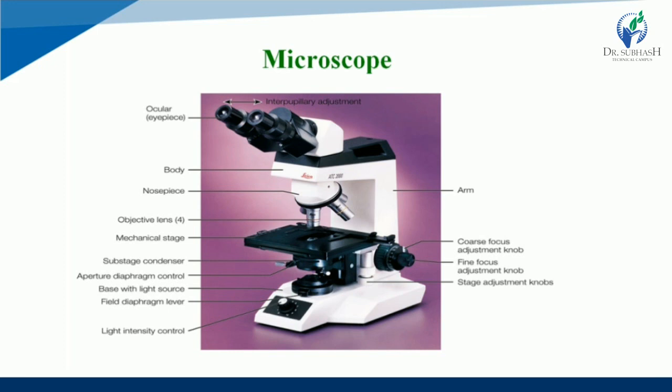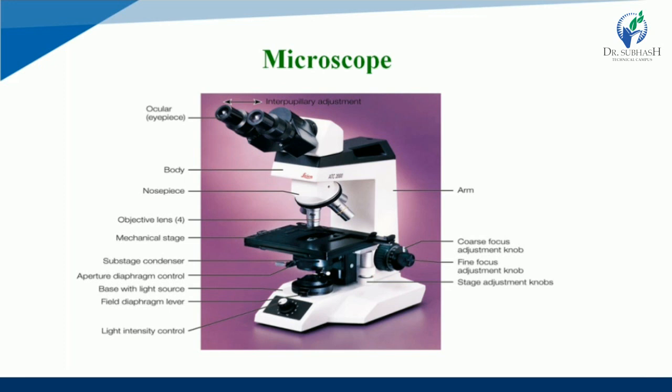Last one is oil immersion objective. What is oil immersion objective? It is the longest of three objectives and has a magnification of about 100x. It is most commonly used to observe microbes like bacteria, yeast, etc. And the oil that is used increases the magnification.